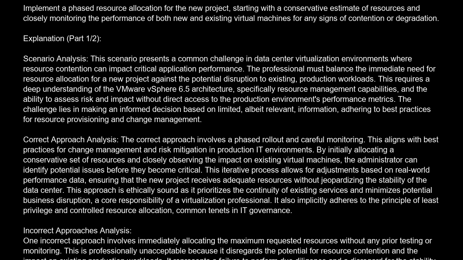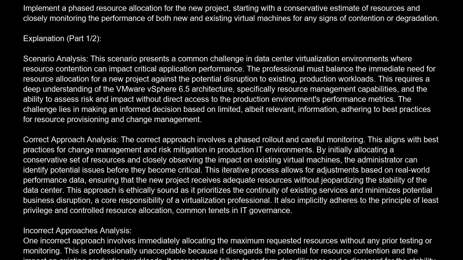application performance. The professional must balance the immediate need for resource allocation for a new project against the potential disruption to existing production workloads. This requires a deep understanding of the VMware vSphere 6.5 architecture, specifically resource management capabilities, and the ability to assess risk and impact without direct access to the production environment's performance metrics. The challenge lies in making an informed decision based on limited, albeit relevant, information, adhering to best practices for resource provisioning and change management. Correct approach analysis.